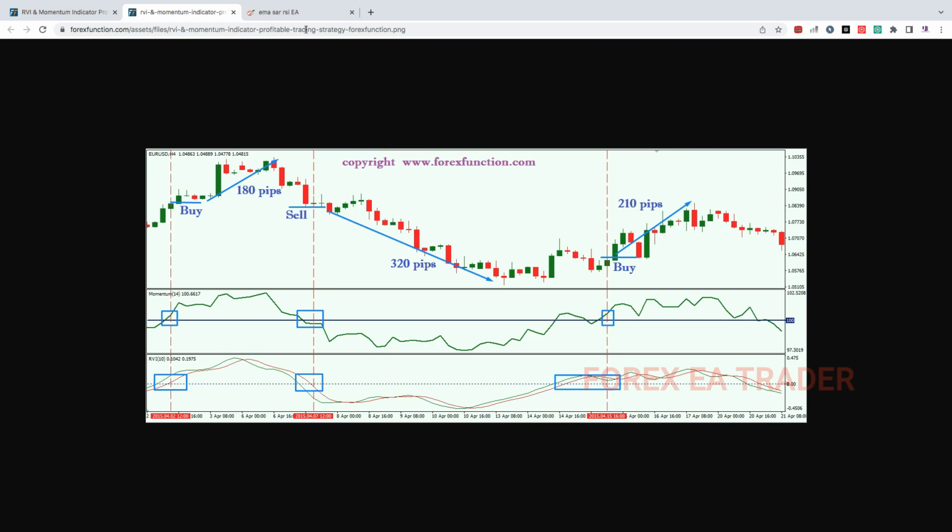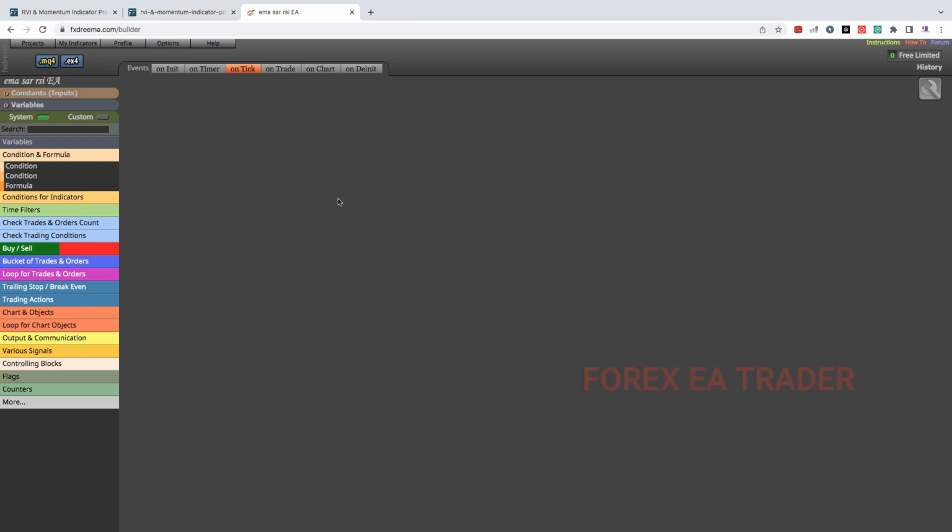Okay, so we're going to turn to one of our favorite EA builders. It's called FXDREEMA. You can use it for free if you are creating robots for MetaTrader 4, MQ4 and X4, and if you are using less than 10 blocks, you can use it for free, so you don't need to worry about that.